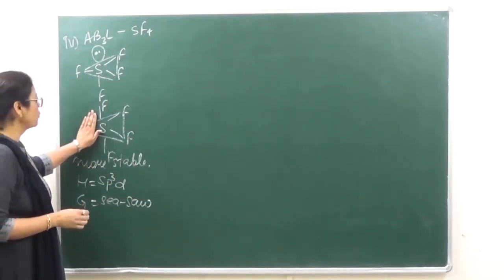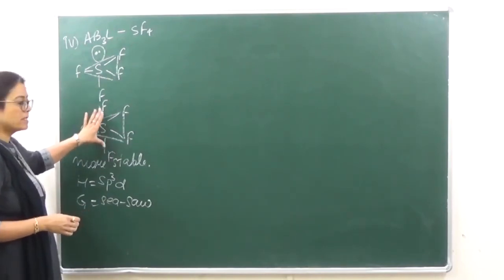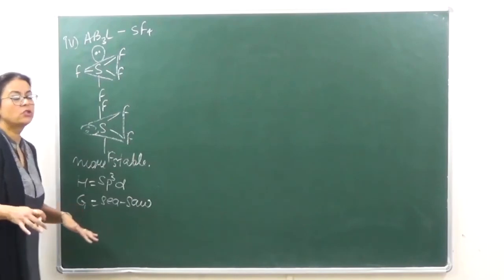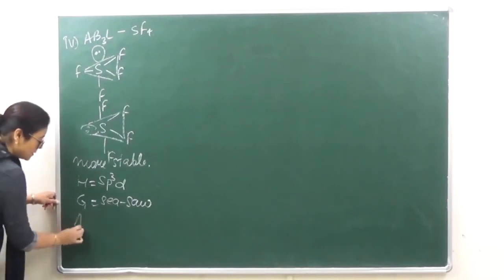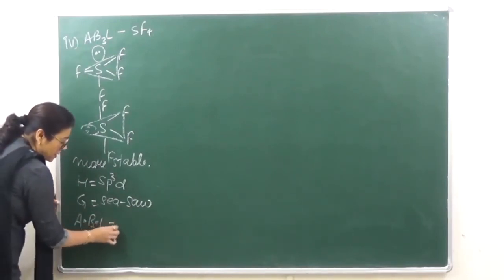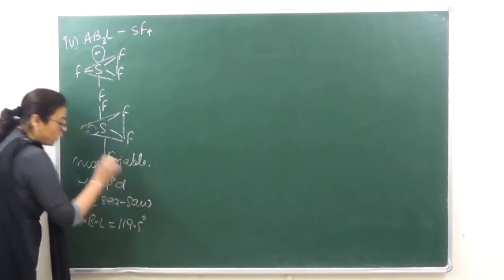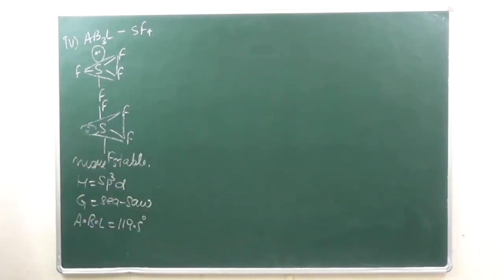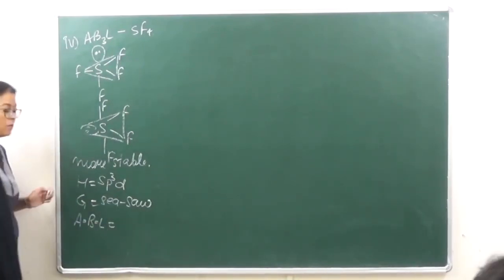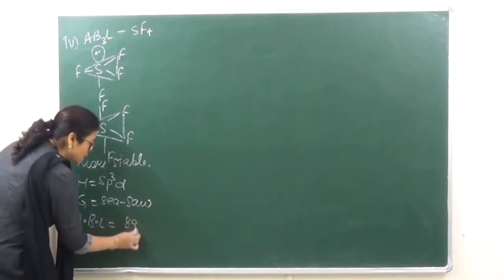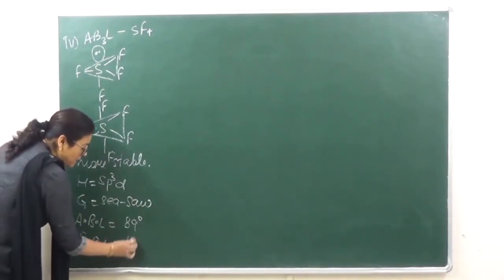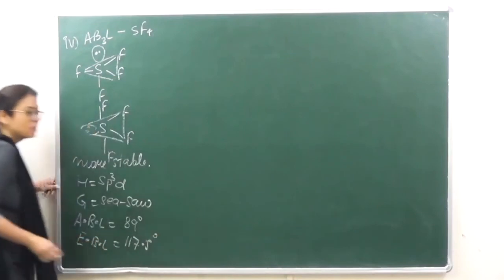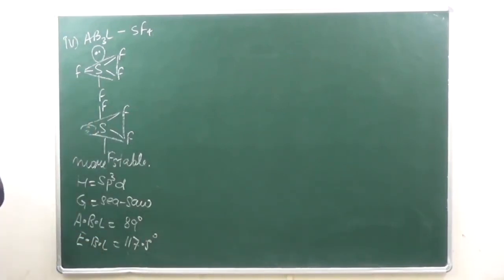If you are not looking at the lone pair over here, both are on the opposite side. It's like a seesaw which the children play on. Okay, seesaw, and the axial bond angle, that is 119.5 degrees. Okay, and the equatorial, 89 degrees. Axial is 89 degrees, and the equatorial, that is 117.5 degrees. ठीक है, this is SF4.